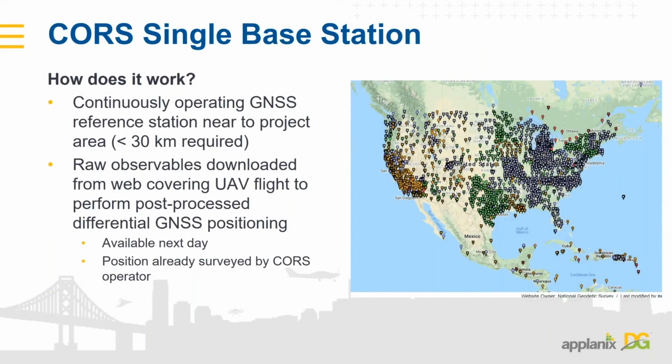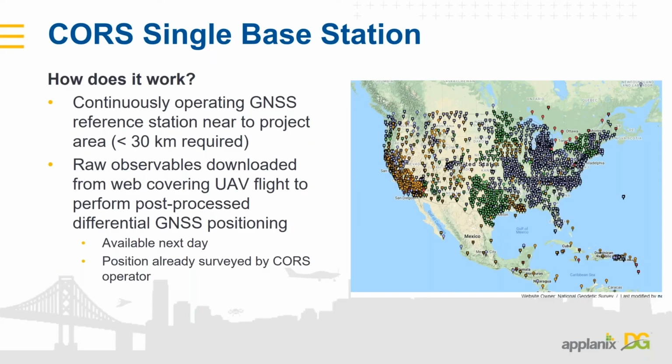Alternatively, commonly used are the CORS stations. These are continuously operating reference stations that are found throughout the world. Here you have to be a little bit more careful making sure that your project area is close to one of these, ideally within the 30-kilometer baseline length. Additionally, another commonly applied limitation is that we have to wait 24 hours for the 24-hour RINEX file provided from these CORS stations.